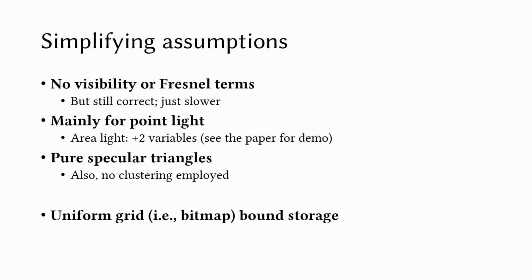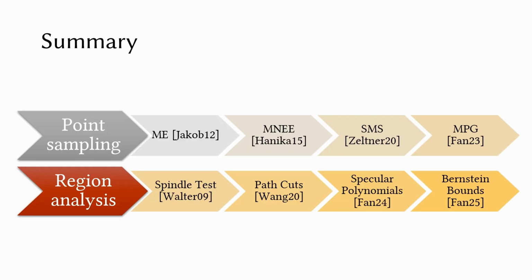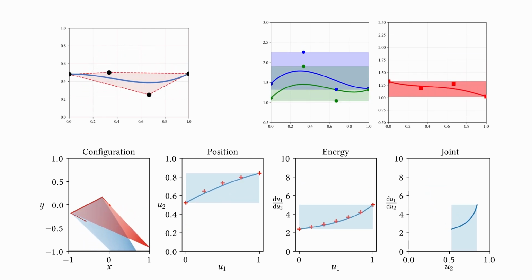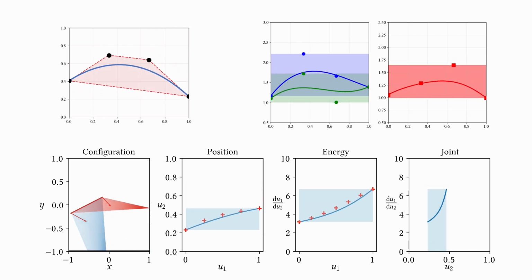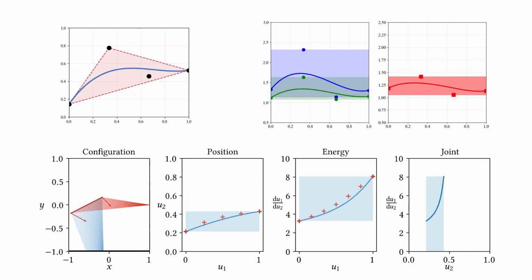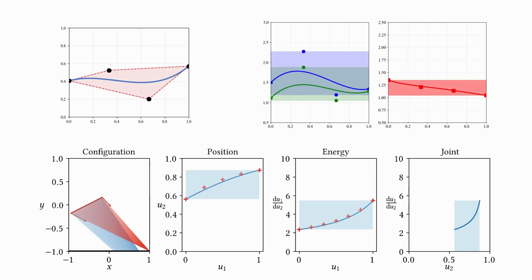As a brief summary, our method builds upon the best practice of region analysis. At the same time, we also benefit from stochastic sampling, just like manifold path guiding. The elegant properties of Bernstein polynomials lead to our comprehensive bounds for caustics. And we also hope we can inspire future works to develop some improved bounds for caustics and beyond.